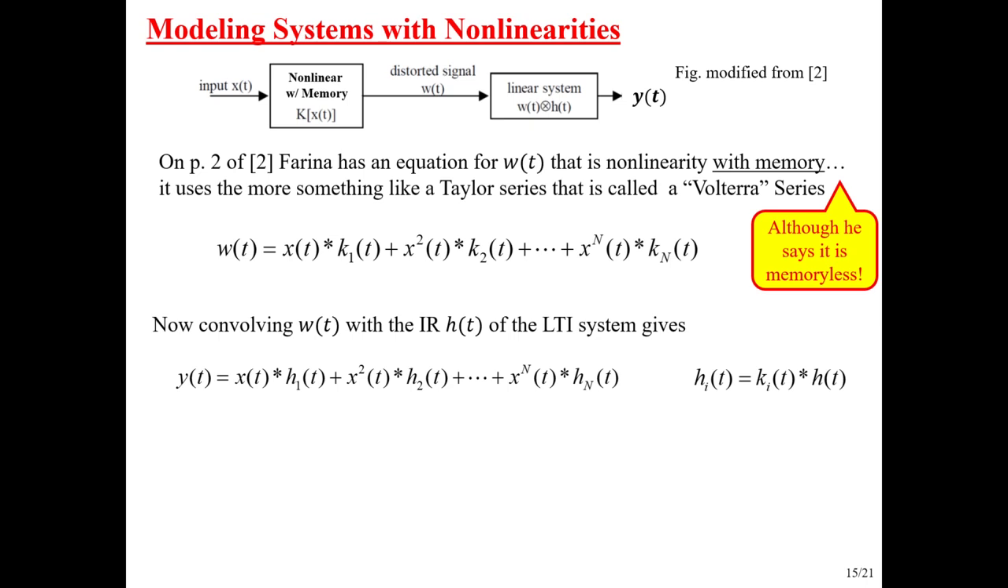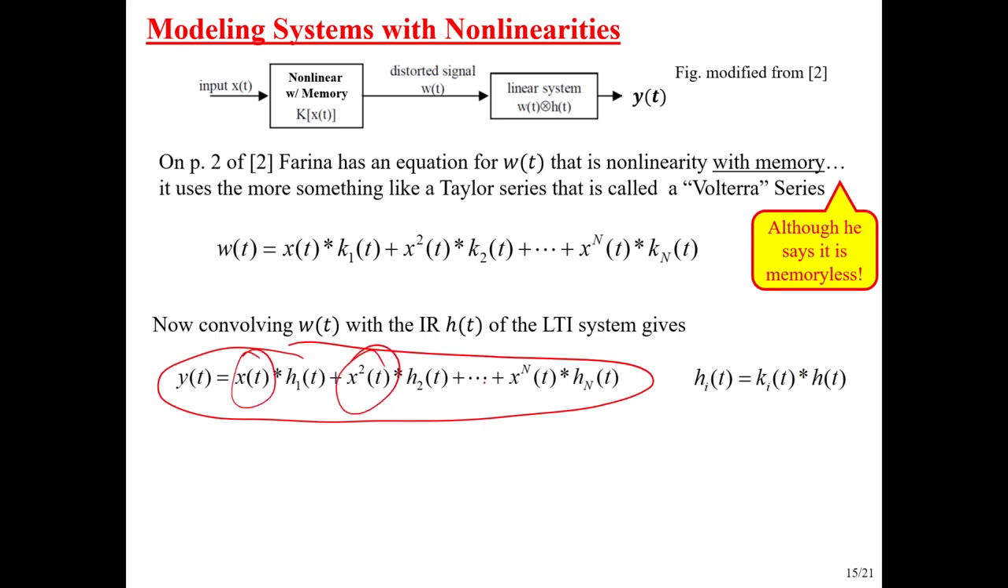So if we then convolve this with the h of t here, so that little circle with an x in it is what this author used for convolution. Now we get this h1 is going to be k1 convolved with h, and this would be k2 convolved with h. But here's the bottom line. Here's the whole end-to-end thing. Still this kind of thing. Powers of the signal get convolved with something.